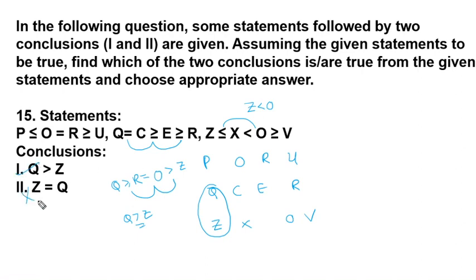So first one true, second one false. So what is our answer? Only one follows. Why not two follows? Already we have got the relation. The relation between Q and Z is greater than, not equals to. So greater than is different, equals to is different. That's why we are going to say it as false. Okay? Then let's go with the next one.